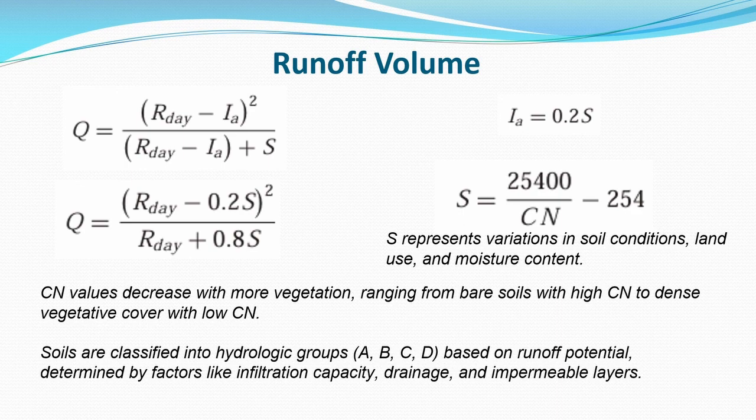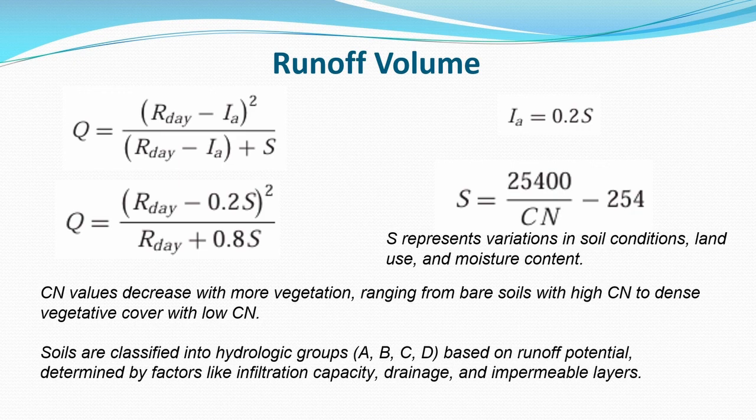Cn value decreases with more vegetation, ranging from bare soils, which will have higher Cn number, to dense vegetation cover, which will have lower Cn number. Okay, Cn is curve number. So, soils are classified into various hydrologic groups A, B, C, D based on runoff potential, which are determined by factors like infiltration capacity, drainage and impermeable layers. So, Cn values are available in tables.